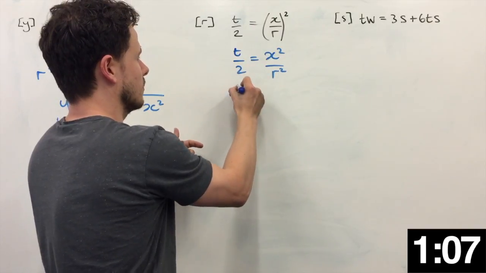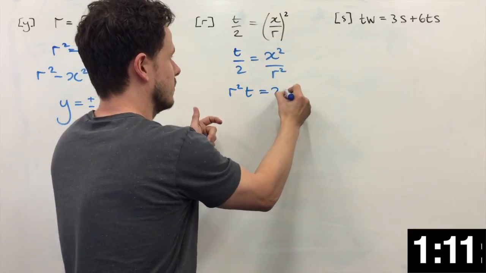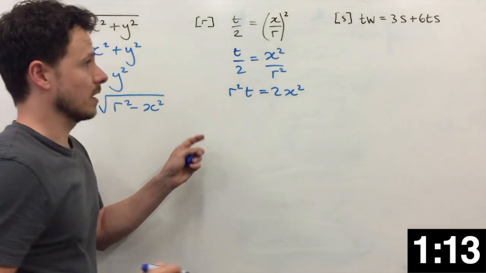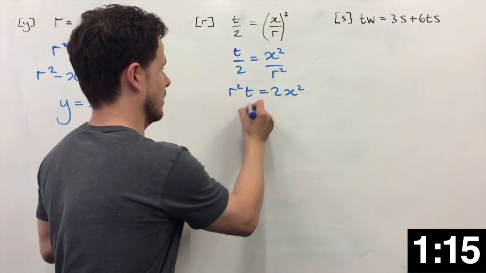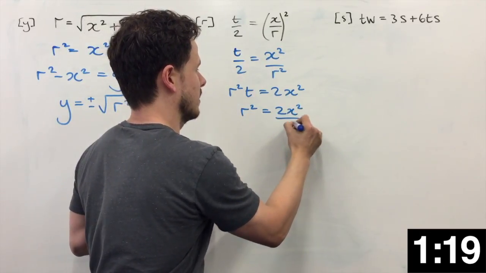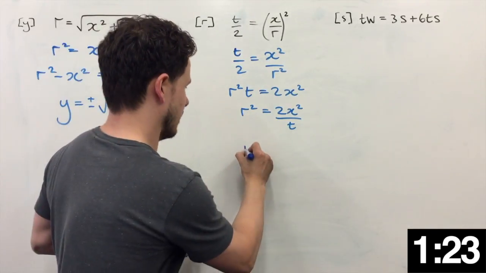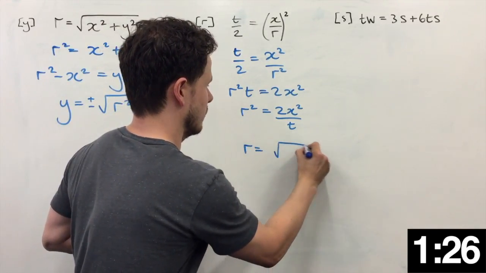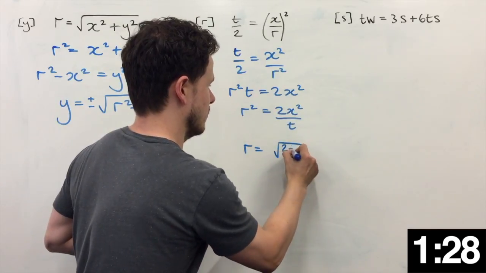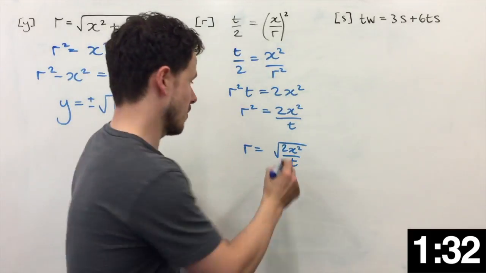So we've got r squared over t, and we'll multiply by 2, so 2x squared, much closer. R, we need to get rid of the t, so we'll divide by t, very close. And now we need to do the opposite of squaring, square root again. So let's have a look. Square root of all of this, 2x squared over t. And what do we need to remember to do? Plus or minus.